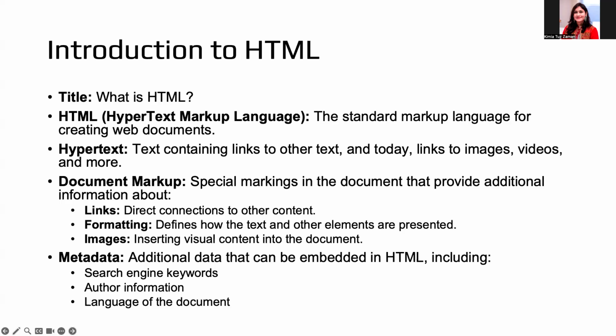HTML is called a markup language because it uses tags or markings to give extra meaning to the text, telling the browser how to display content. Some key features include links for navigation, formatting options for headings, paragraphs, and lists, and the ability to embed images or link to external ones. Additionally, HTML allows metadata, extra information like search engine keywords, author details, or language specifications, to be included in the page. Overall, HTML ensures web content is structured, navigable, and interactive, forming the foundation of the entire web experience.